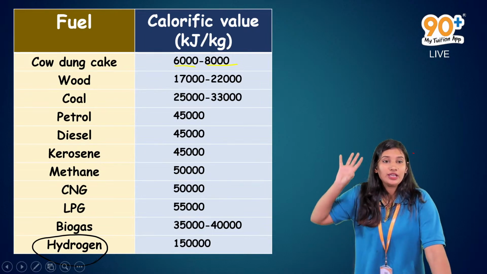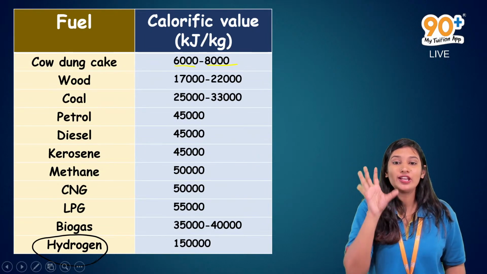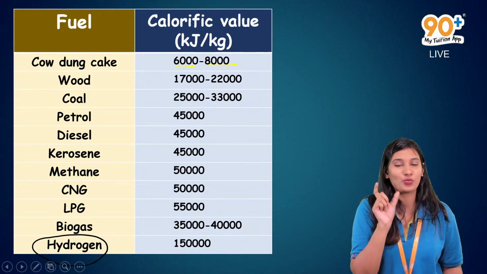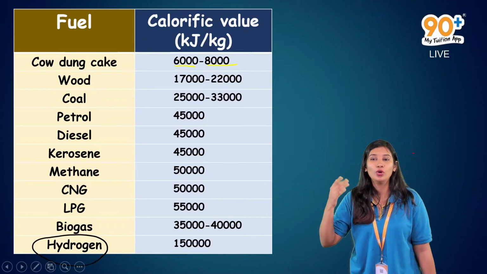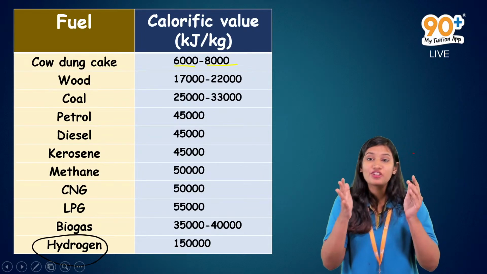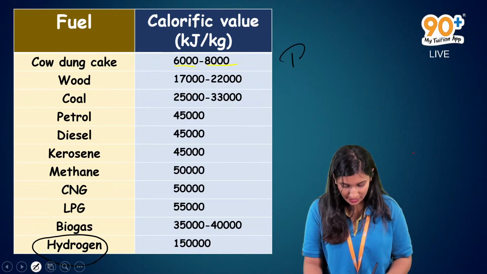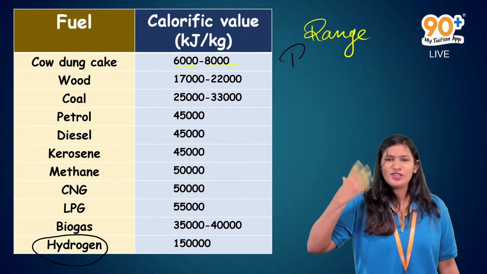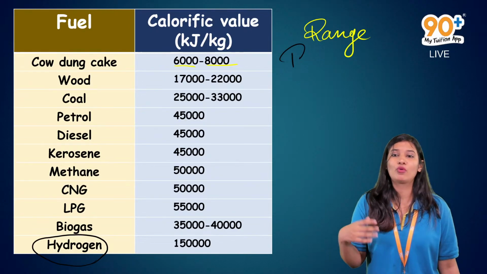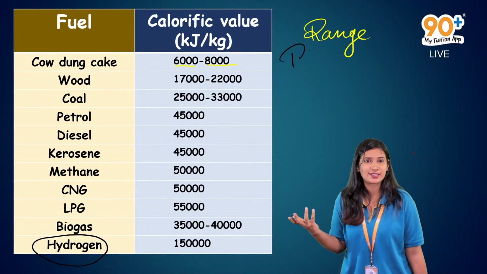If you look closely, for some fuels they have given the correct value. For others, like for example cow dung, wood, coal, they have given a range. Any idea why? In that range, for example, for wood, 17,000 to 22,000. Why is it like that?